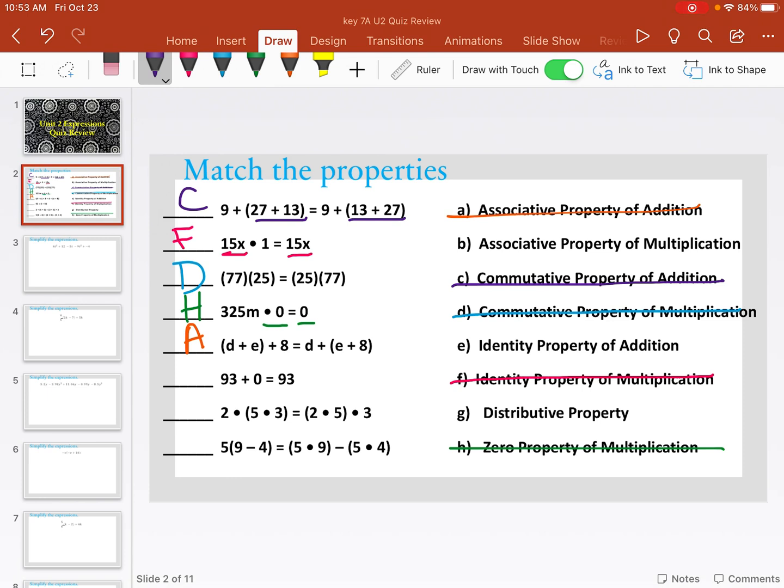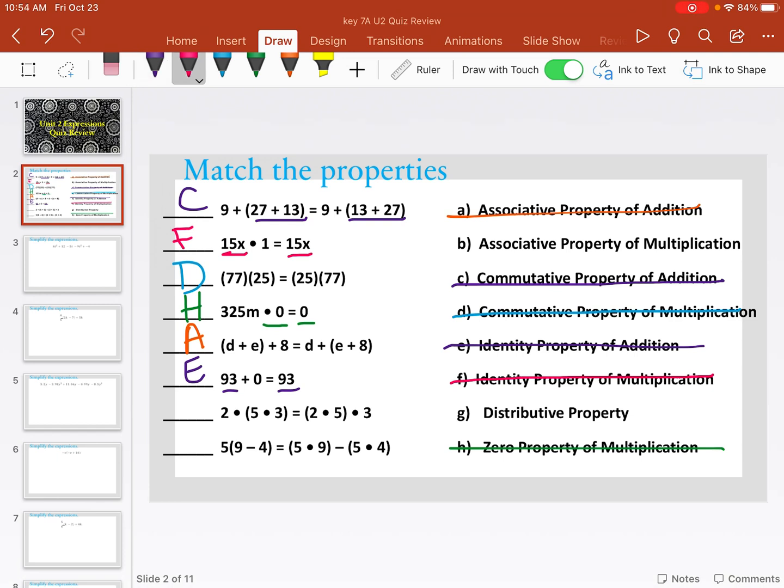93 plus 0 equals 93. Again, I kept my identity. 93 is still a 93, this time by adding. So identity property of addition, E. That is not 0 property. I know you see a 0 there, but we're adding a 0, not multiplying.